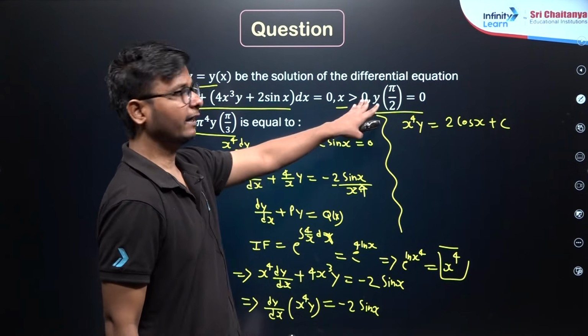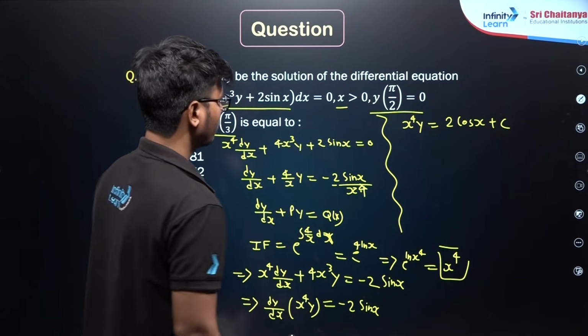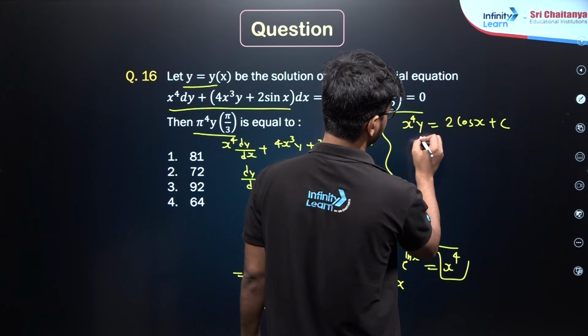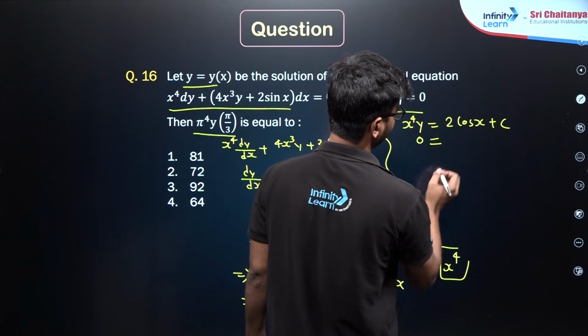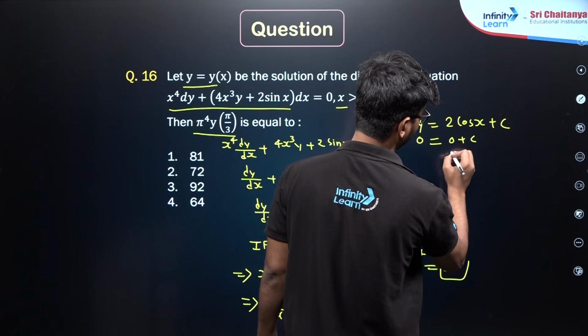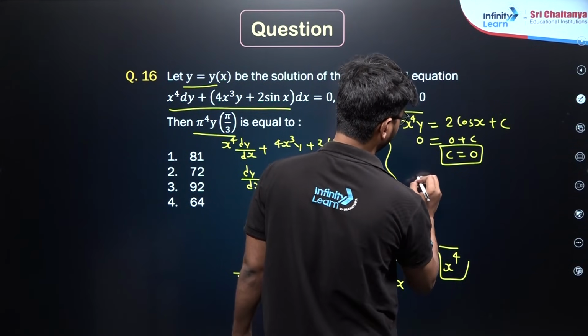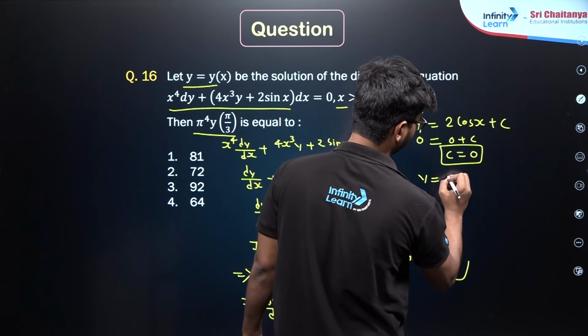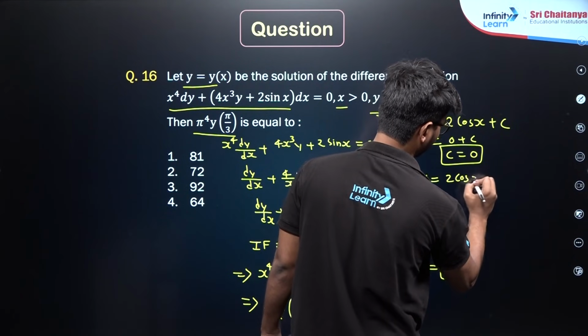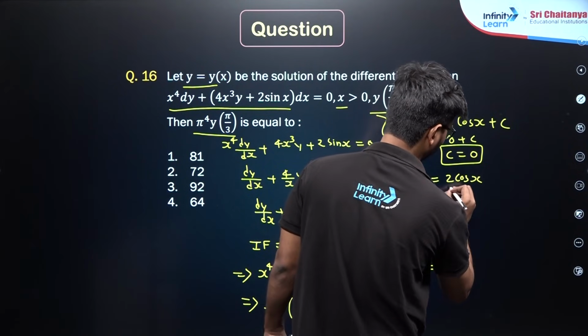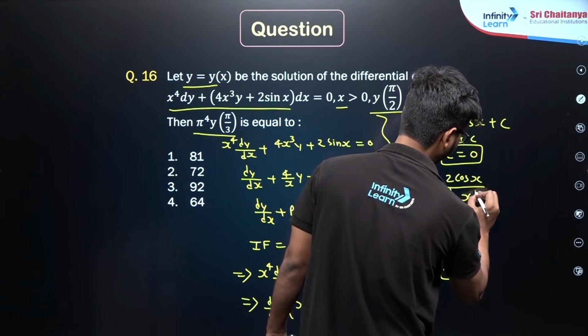Now we are given y of pi by 2 equals to 0. So we are going to get 0 equals to cos pi by 2, here also 0, plus c. So the value of c is nothing but 0. So again I can write this as y is equals to 2 times cos x upon x to the power 4.